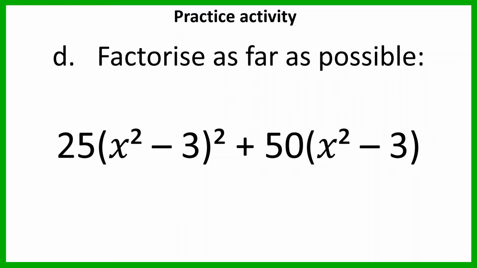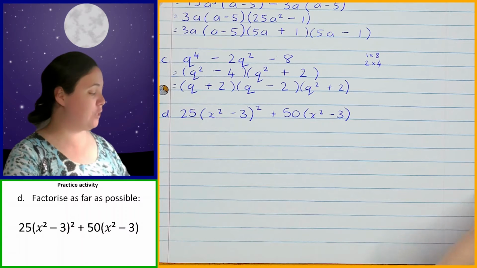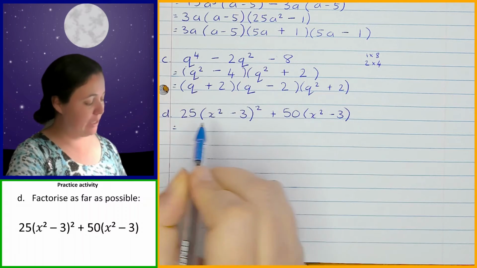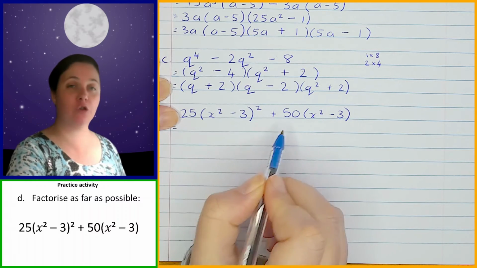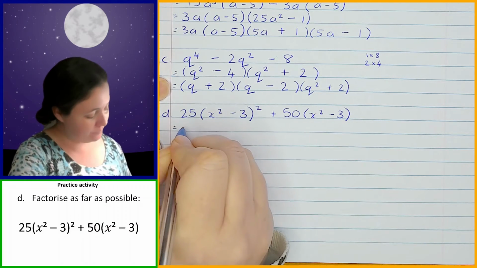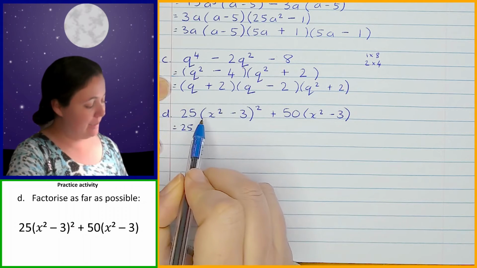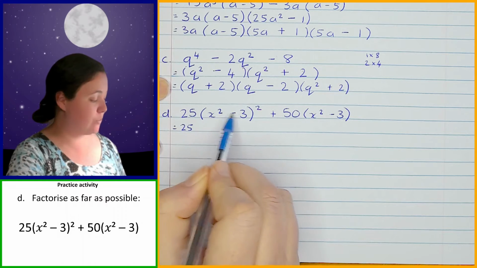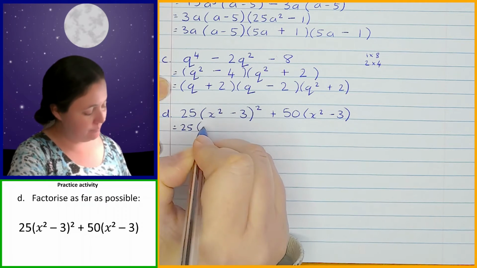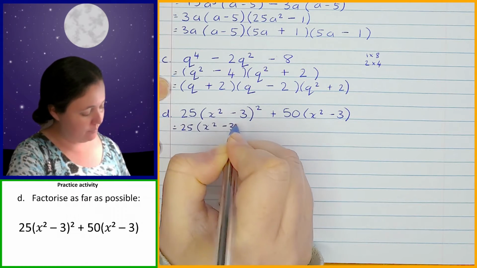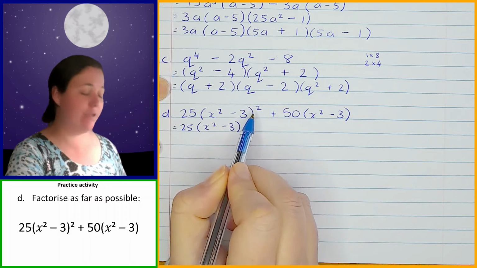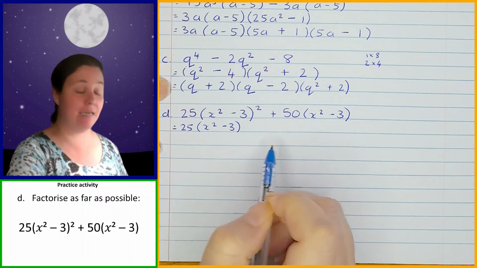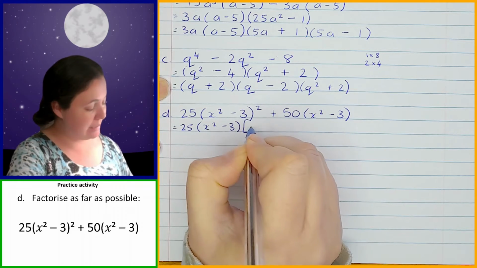Okay, so let's go through that question. So the first thing you have to do is find your highest common factor. Okay, so over here I've got 25 and 50. So I've got a common factor of 25. Then I also have a common factor of the brackets. So I'm going to take out x squared minus 3 as a common factor. Now, because this one over here is squared, I'm still going to end up with a bracket inside. So I'm going to have square brackets now.